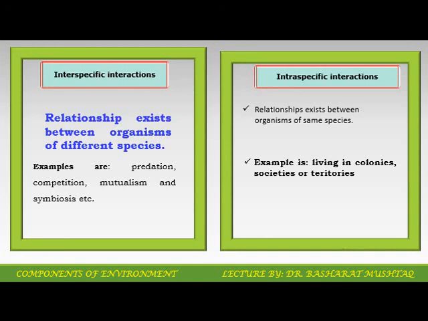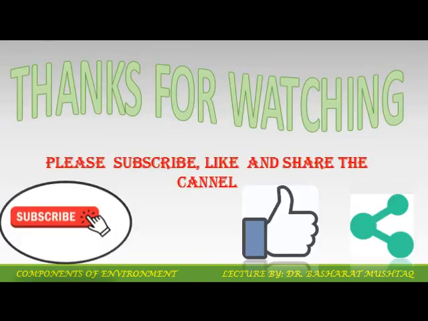Now, we have one more category of interactions that is known as intraspecific interactions, a type of association in which a relationship exists between organisms of the same species. The intraspecific association forms the basis of social organizations, that is, living in colonies, societies, or territories.